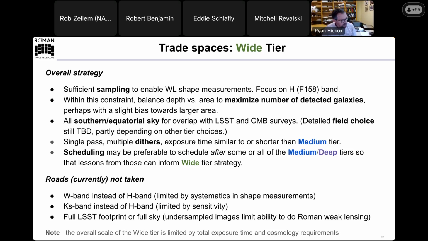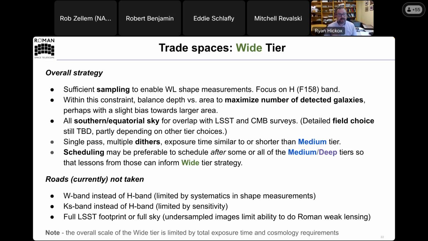The idea would be to use, at least to start with, just a single pass, but with multiple dithers, to give an exposure time similar to or shorter than the medium tier. So the design that we're thinking about at the moment has only one pass, so only one roll, but multiple dithers. And in terms of scheduling, it may be preferable to schedule this after some of the deeper tiers have gone, so that what we learn from them can inform what we do with the wide tier.